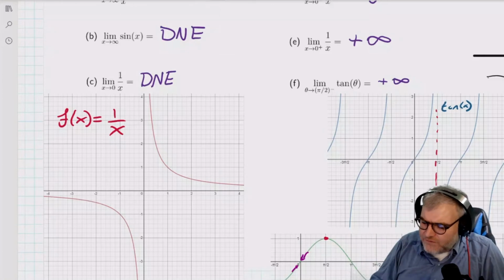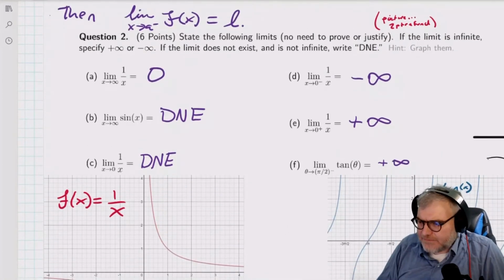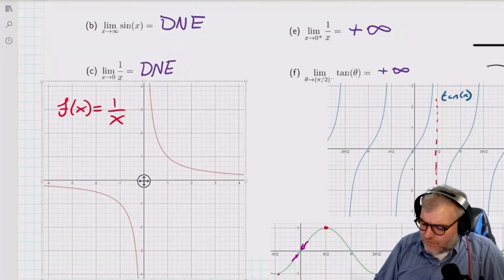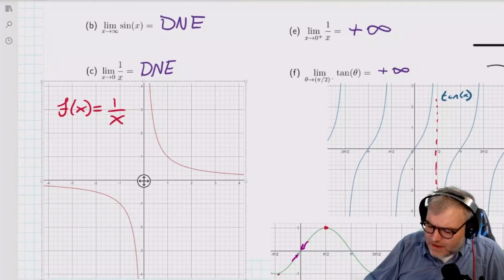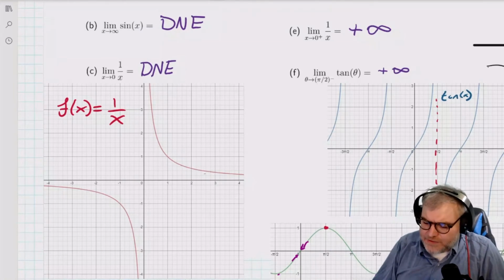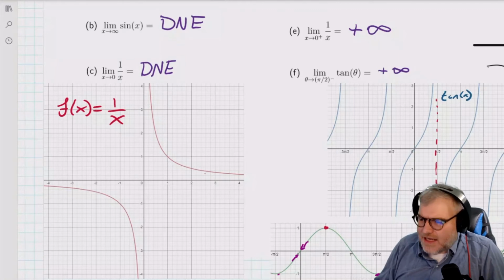1 to 5, how do we feel about these limits of 1 over x? Now, as x goes to 0, from the left 1 over x goes to negative infinity, from the right it goes to positive infinity. Therefore, as I head to 0, the limit doesn't exist, right? Negative infinity does not equal positive infinity.